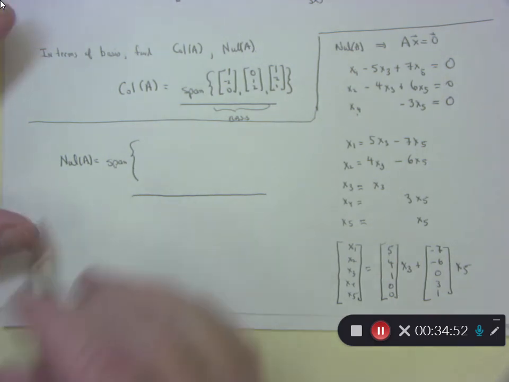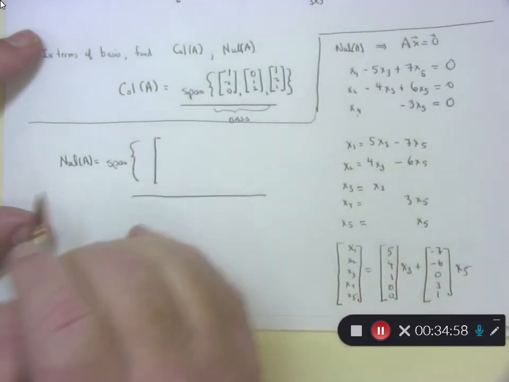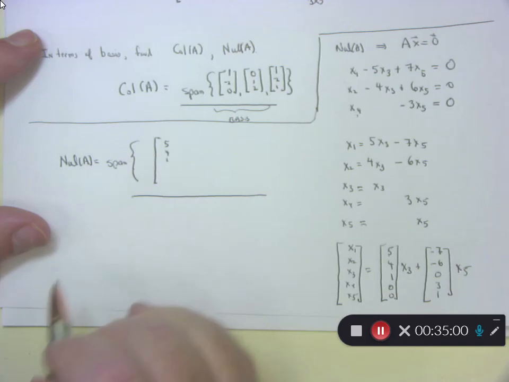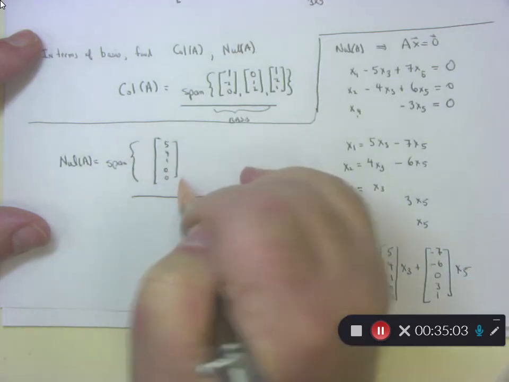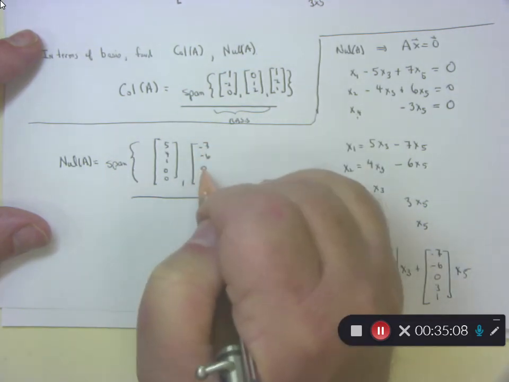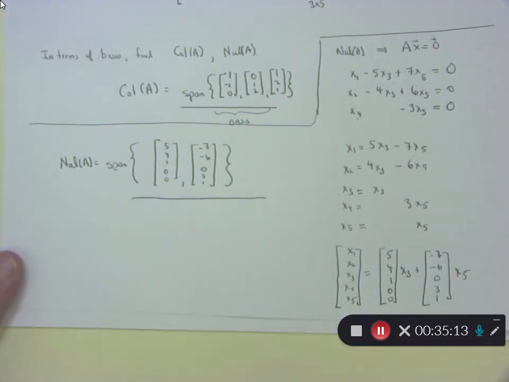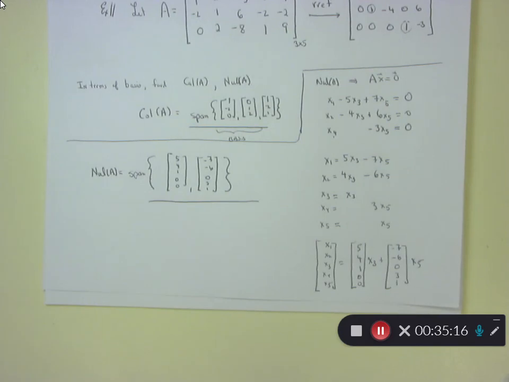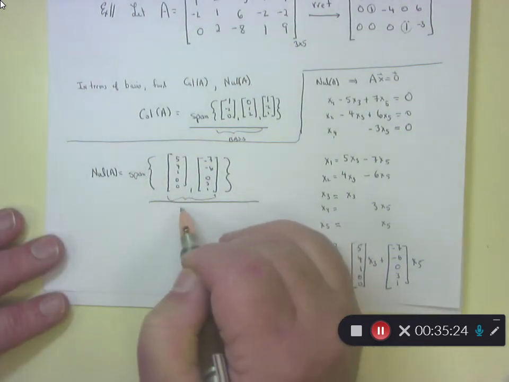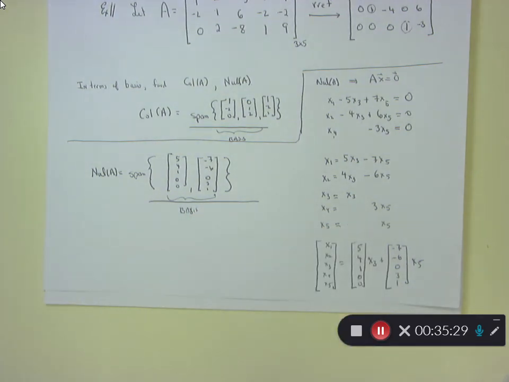So what exactly is the null space of A? It is the span of these vectors. It is 5, 4, 1, 0, 0. And the other vector is negative 7, negative 6, 0, 3, 1. Does that make sense? And these are the bases. Does that make sense?